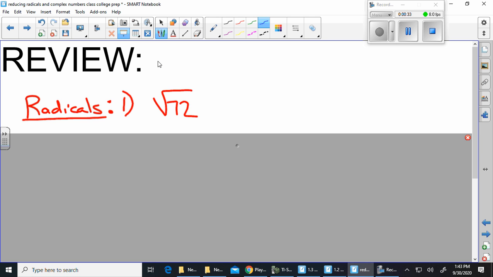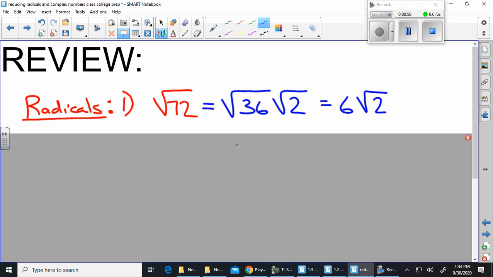I start 4, 9, 16, 25, 36, 49, etc. I like to find the biggest one. I know that 36 times 2 is 72. So square root of 36 I know is 6. I do not know the square root of 2.